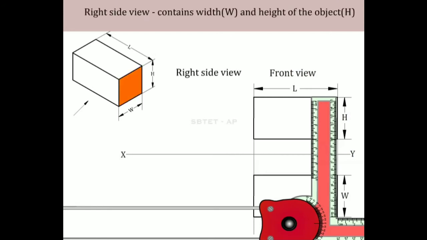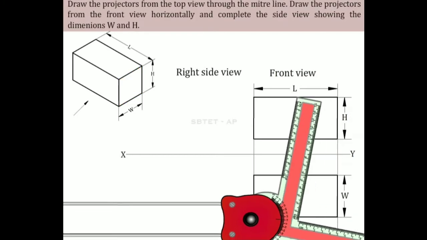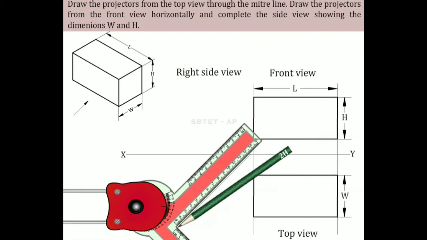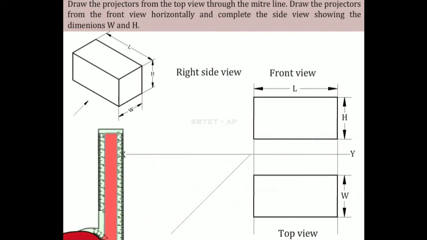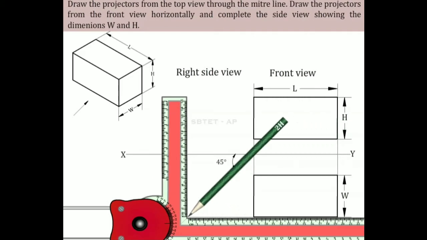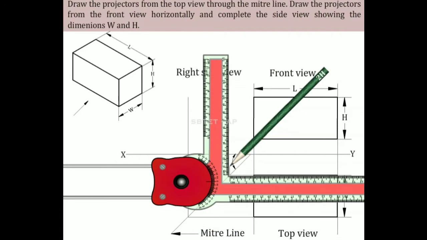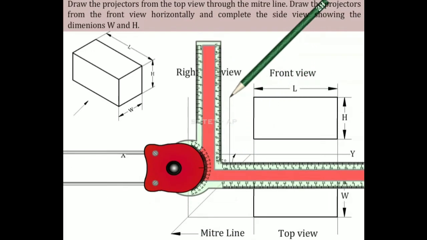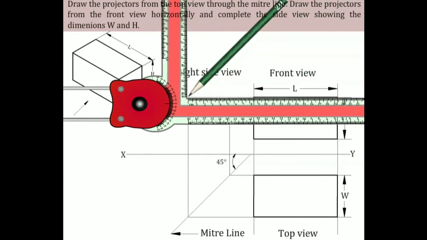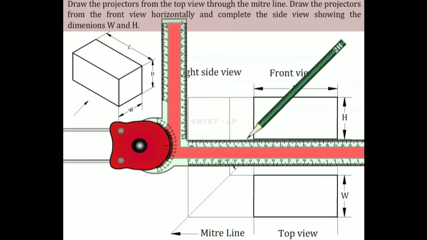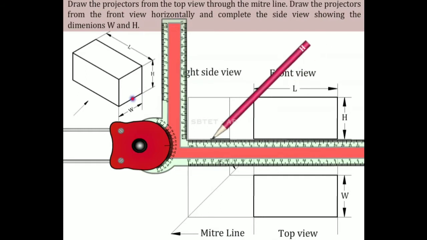Side view contains width and height of the object. First, draw the miter line, and projectors from the top view through the miter line. Now draw the projectors from the front view horizontally and complete the side view showing the dimensions width and height.